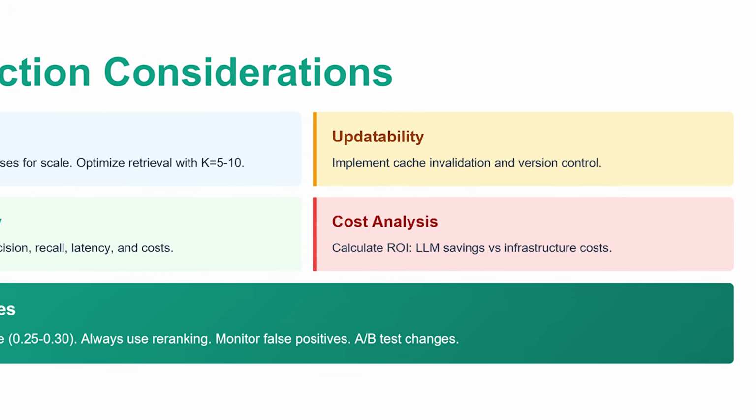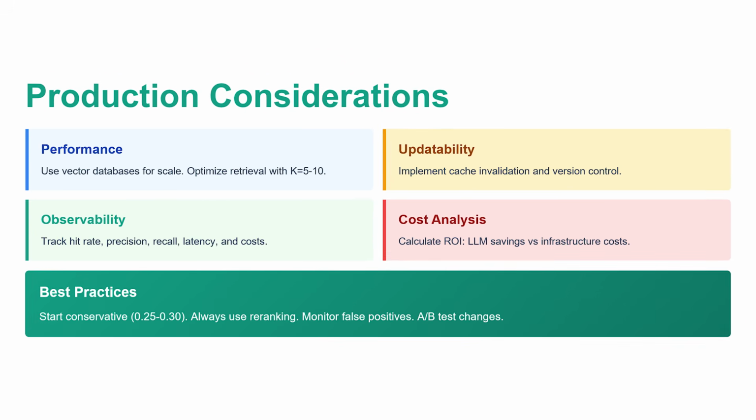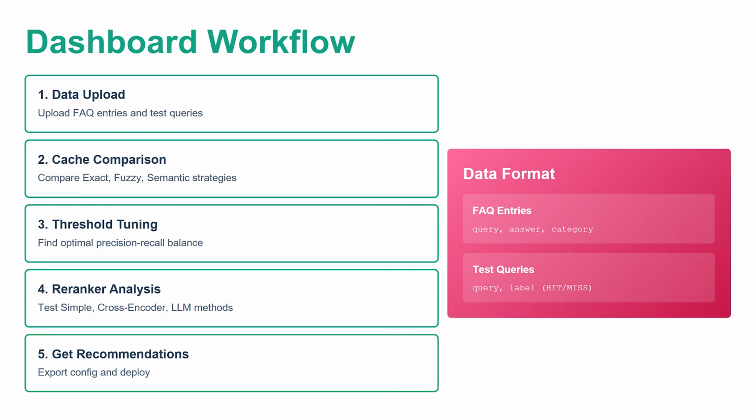And my advice, start conservative with your settings, use re-ranking in production, monitor false positive rates like a hawk, and A/B test any changes.